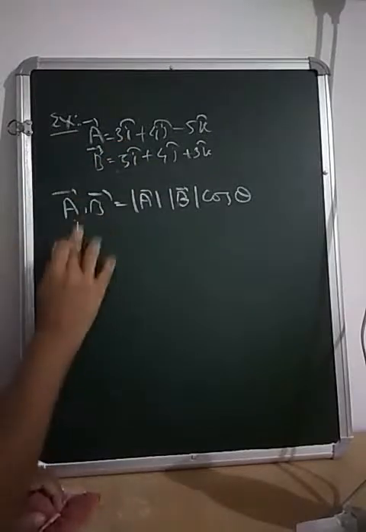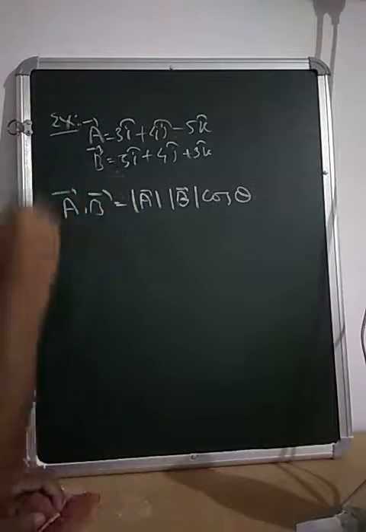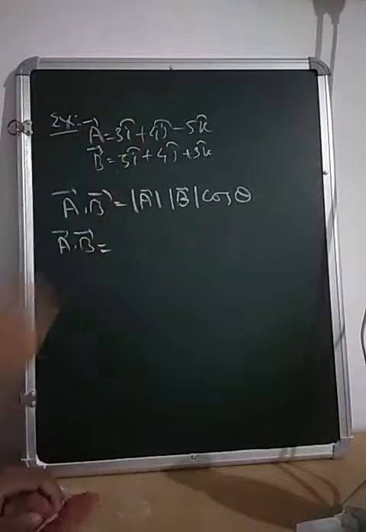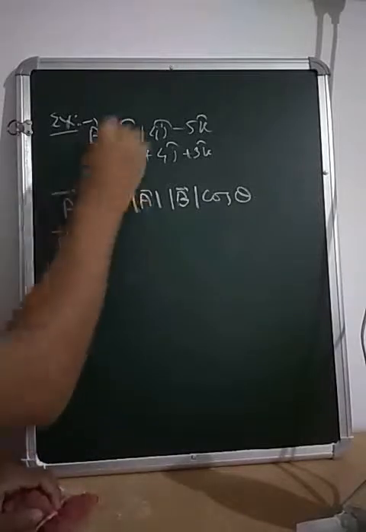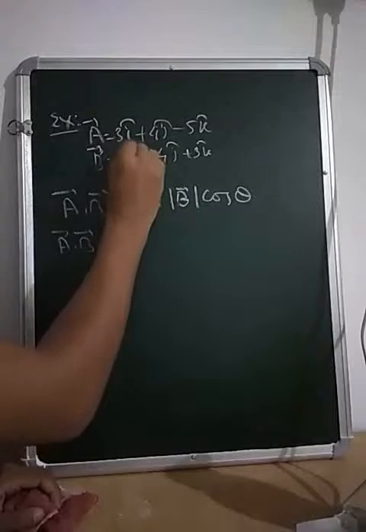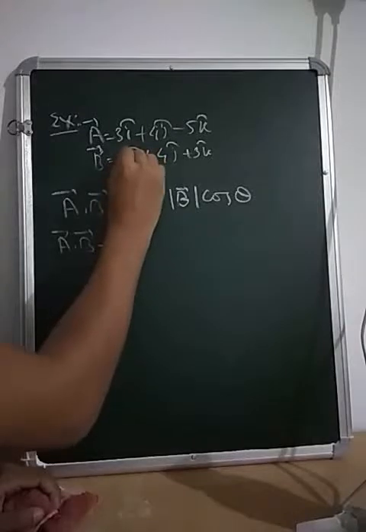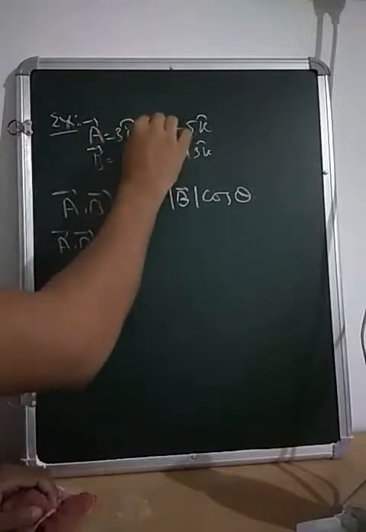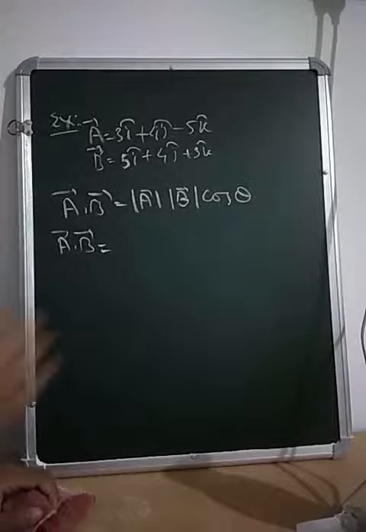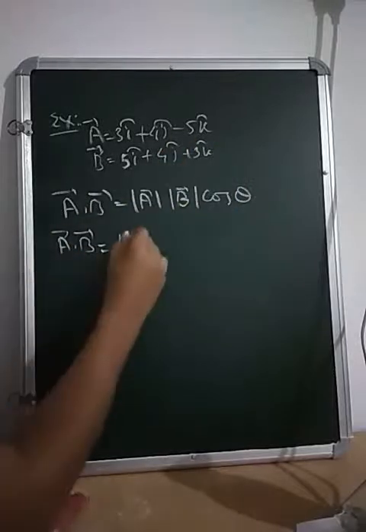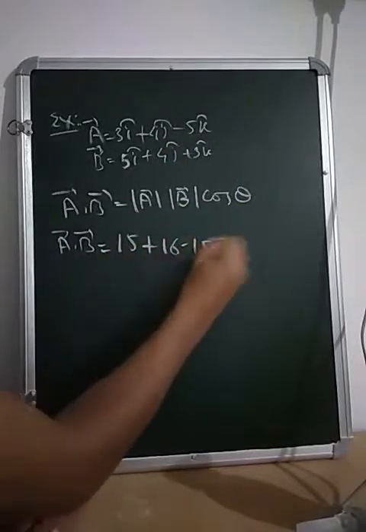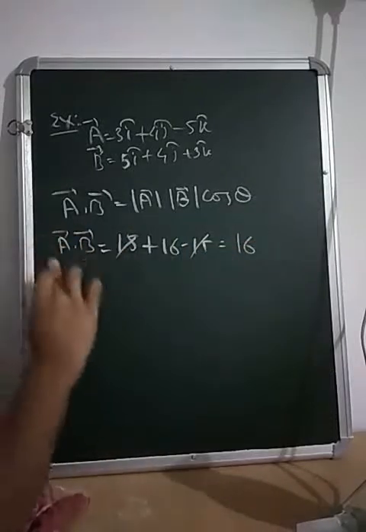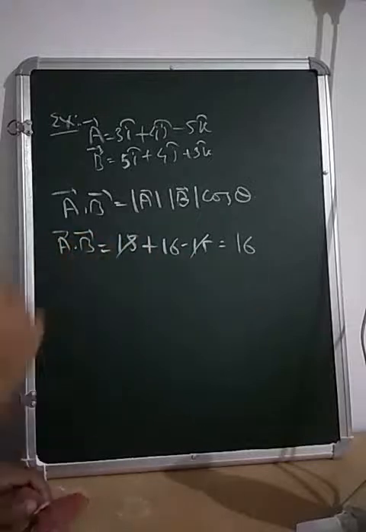First we take the left hand side. A dot B, like we have done in the last class, will be the product of the x components of both vectors, plus the product of the y components, plus the product of the z components. So it will be 15 plus 16 minus 15, which equals 16. So the dot product of A and B is 16.